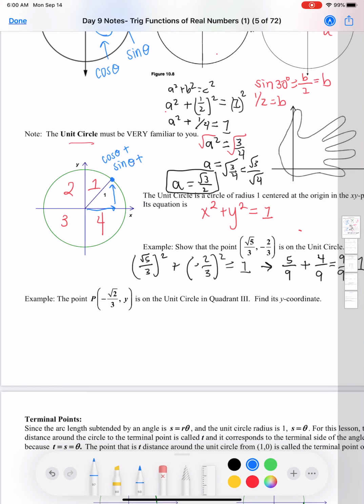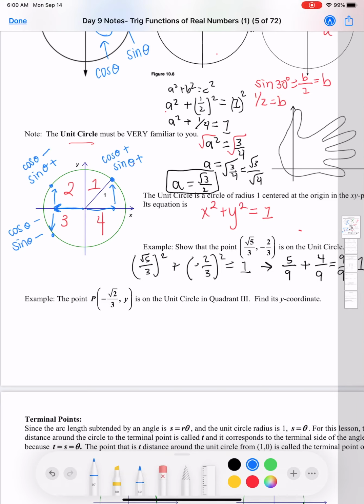Quadrant number 2, let's just say that's our point, we would have to go backwards in the x direction and positive in the y direction. So that means that cosine will be negative and sine will be positive. The third quadrant, just like quadrant 2, we would have to go backwards in the x direction, and then we'd go down in the y direction. So both cosine and sine will be negative.